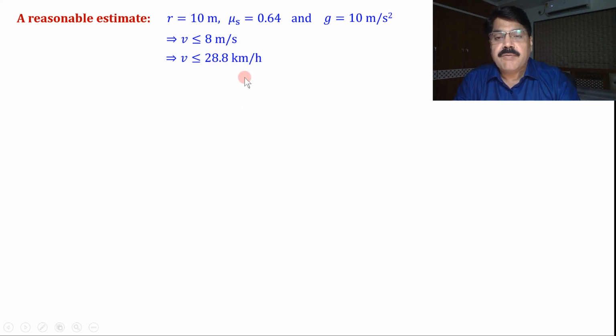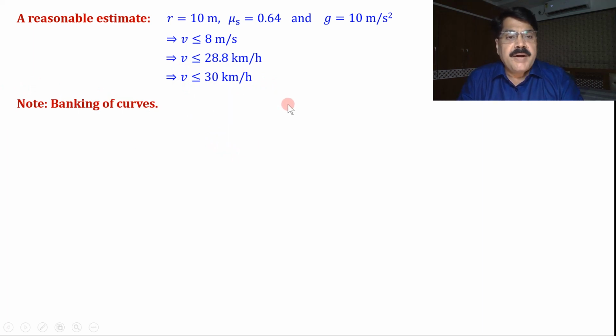It is very easy to calculate, and we have approximated it by 30. So v is less than or equal to 30 kilometer per hour. Now we are coming to banking of track, and for this, the 30 kilometer per hour speed is very important. You might have seen on the roadside so many times 30, 30, 30 written. So that is the speed limit near the turn.